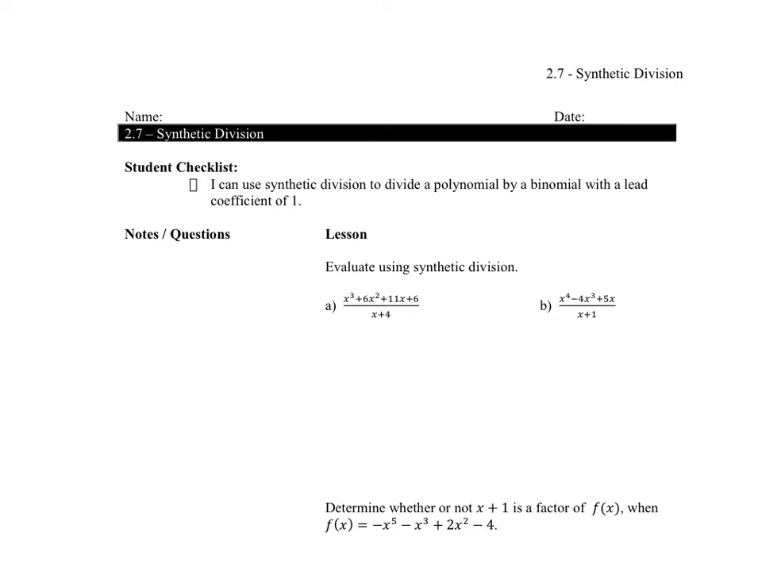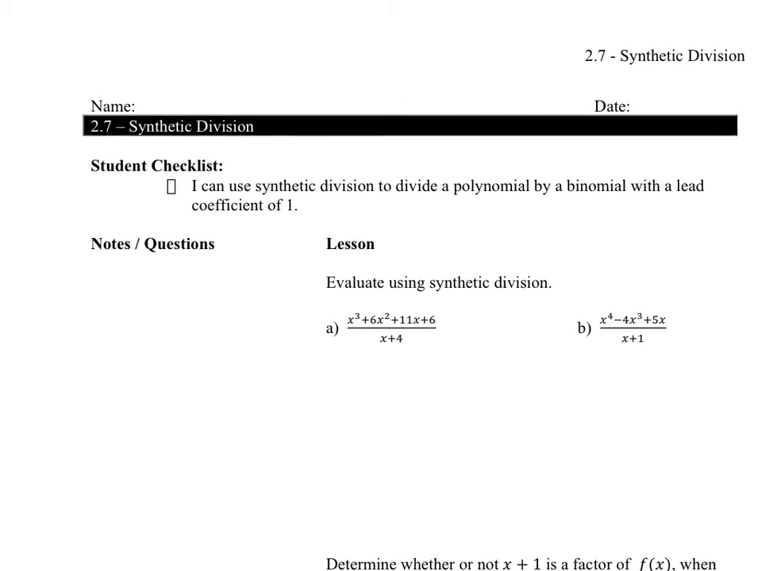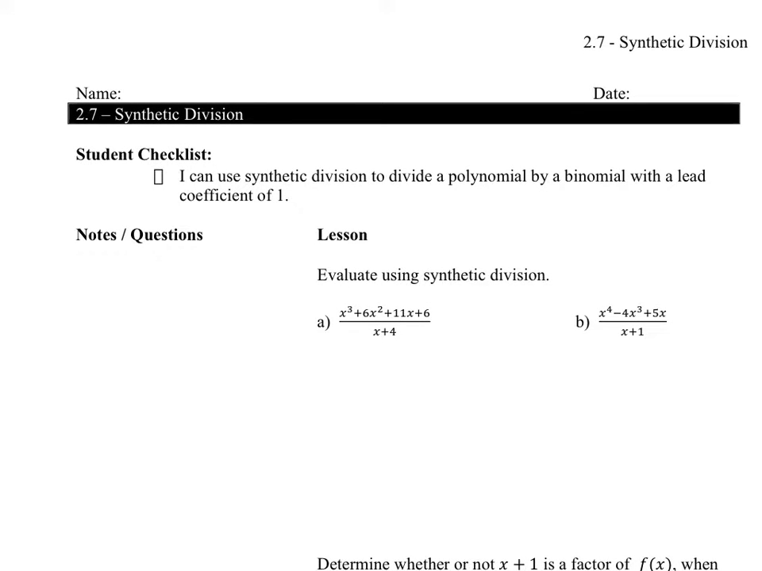All right, so what I'm going to show you how to do in this lesson is how to do some division problems a whole lot faster than we've been doing them using long division. We're going to use a method called synthetic division. So before we do it, we're going to write out the steps that we're going to follow, and we're also going to have to make a note of when it is that we're allowed to use synthetic division.